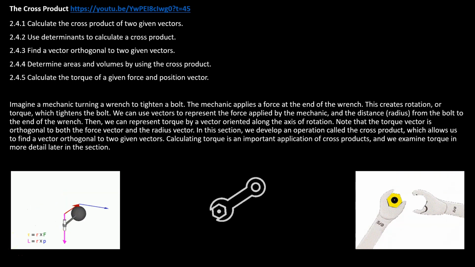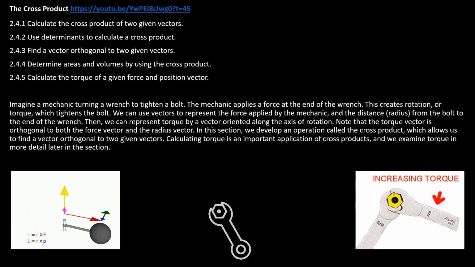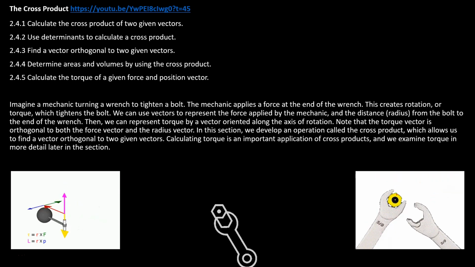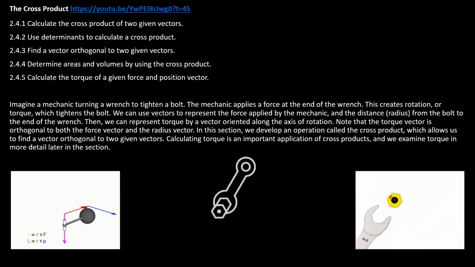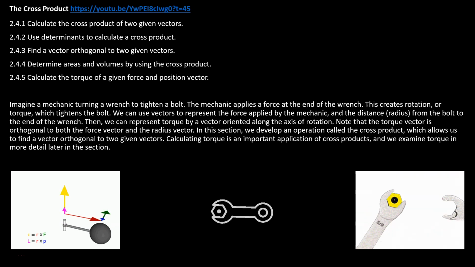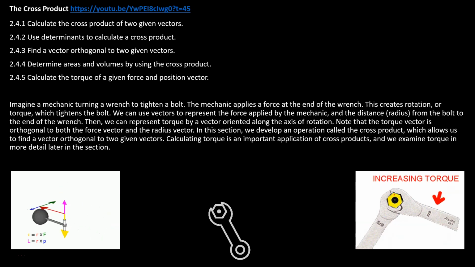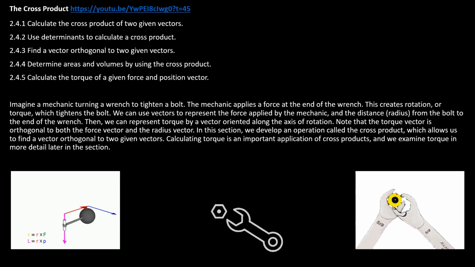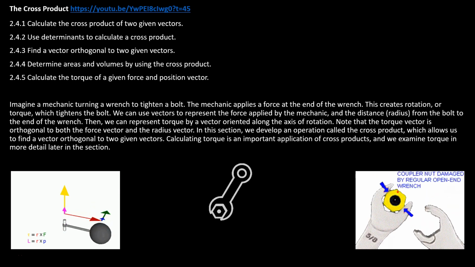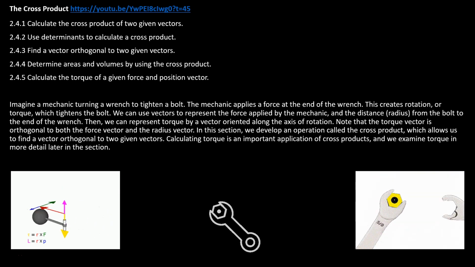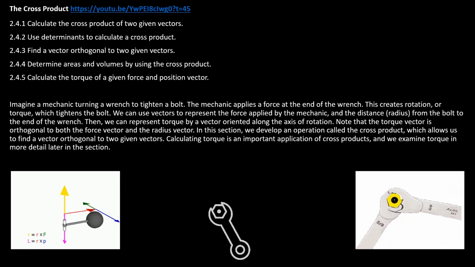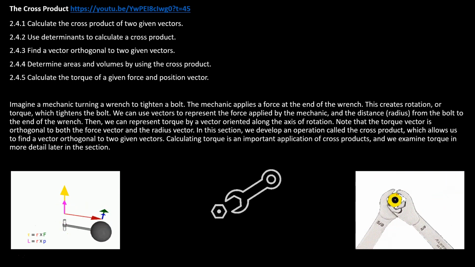Section 2.4, the cross product. In this section, we're going to learn about a new operation that takes in two vectors, multiplies them using the cross product, and produces a third vector. That third vector is going to be perpendicular to each of the original vectors.